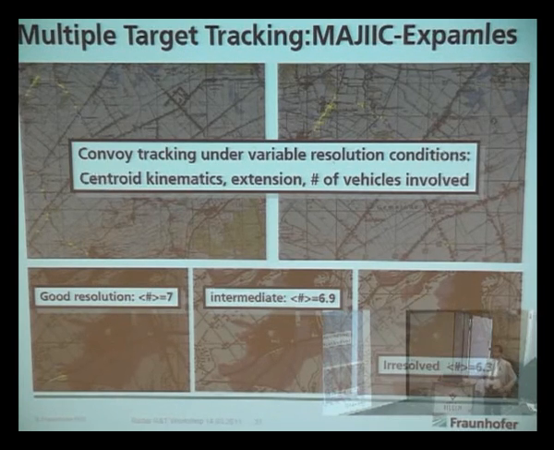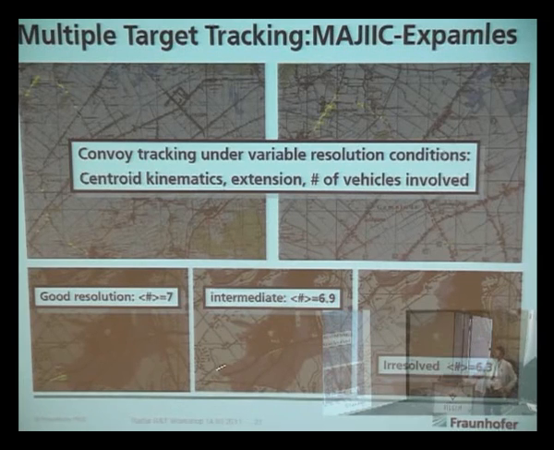In the talks of Peter Willett and Roy Streit, you will learn techniques that help you to estimate numbers of targets involved. We here use cardinalized PHD techniques. You will learn what a cardinalized PHD technique is from Peter Willett and Roy Streit. And here, just as an illustration, a convoy is moving on this road. We have good resolution conditions. It's easy to estimate the number of targets involved, 7 in this case.